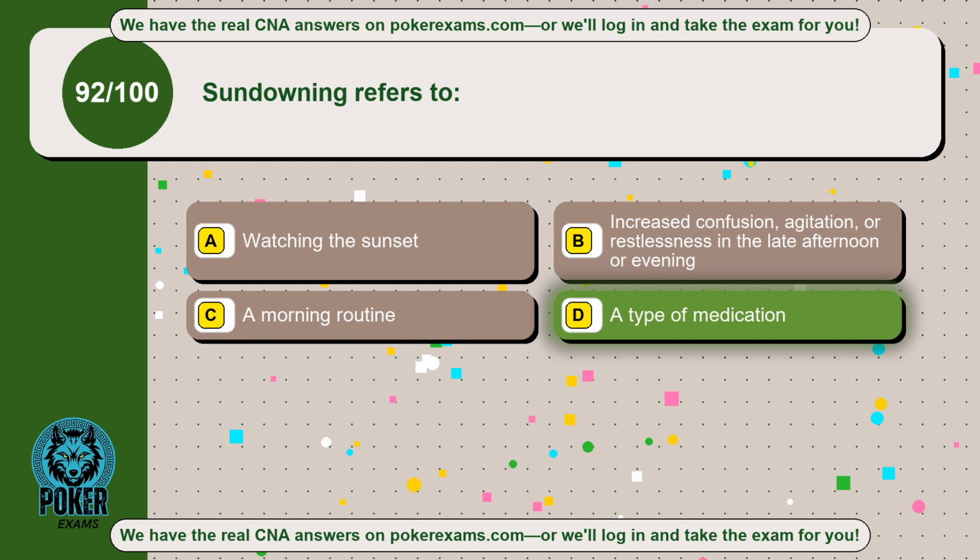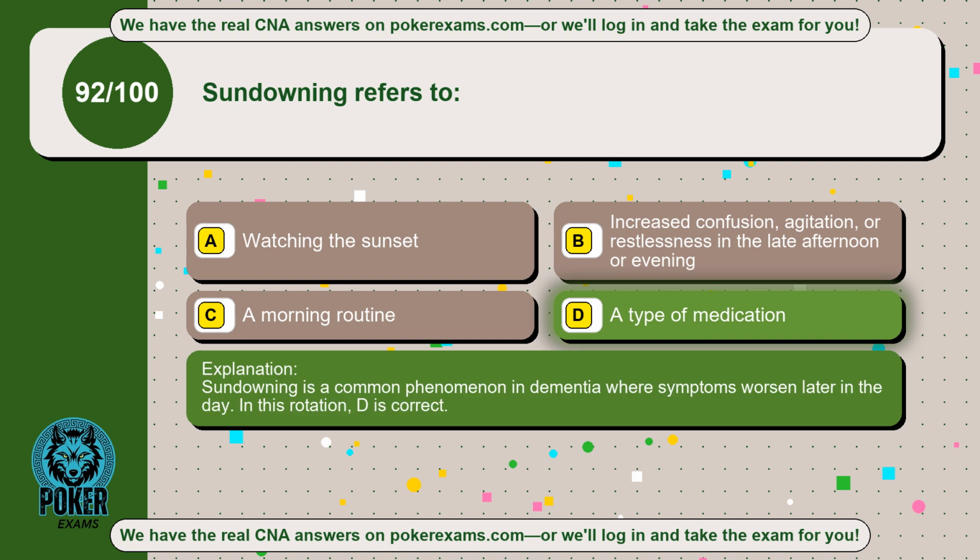A type of medication. Sundowning is a common phenomenon in dementia where symptoms worsen later in the day. In this rotation, D is correct.